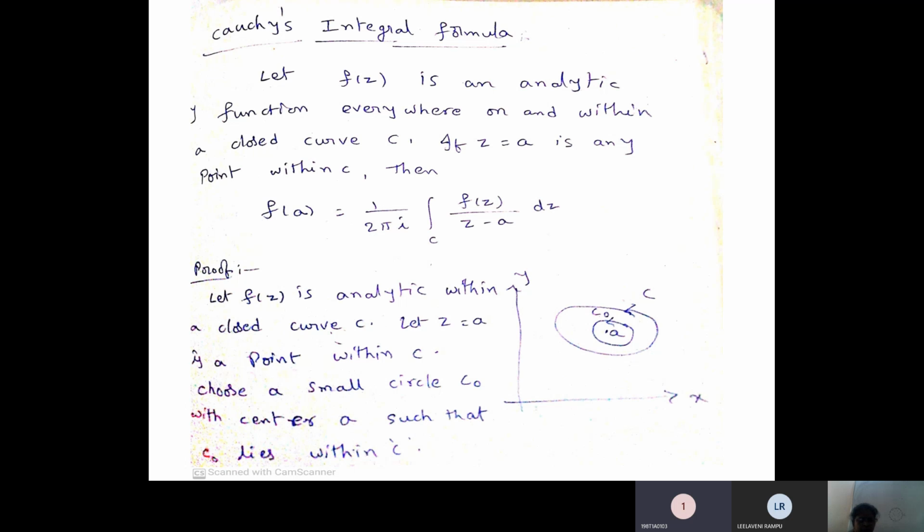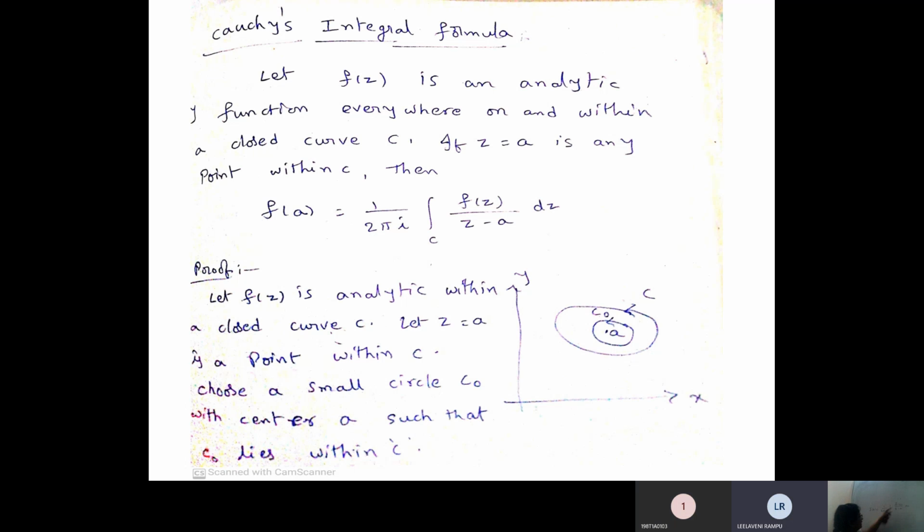and z equal to a is any point within C. So, z equal to a is a point. a is a point within C. Then, you can write f(a) equal to 1 by 2πi integral over C of f(z) by (z minus a) dz. So, this is Cauchy's integral formula. Very, very important formula.